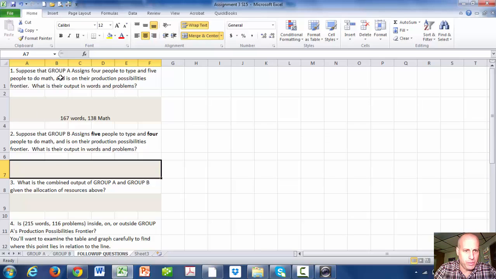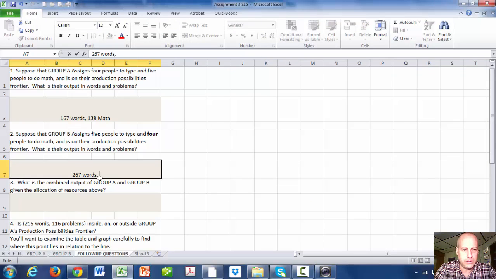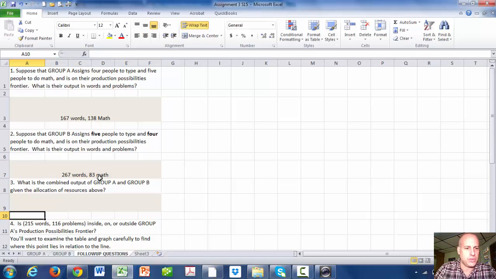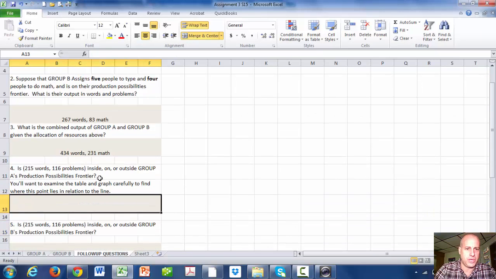Okay, so Group B, we want to examine what happens if we do 5 and 4. So 1, 2, 3, 4, 5 people typing and 4 doing math, which is 267 and 83. That corresponds with the 5th dot over, the dot that represents 5 people typing. So 267 words, 83 math. If they allocate the resources, we add these two together, and what we wind up with is 434 words and 231 math problems.